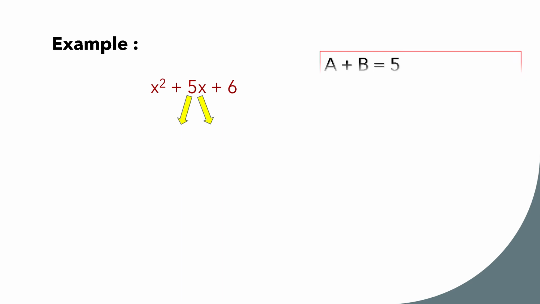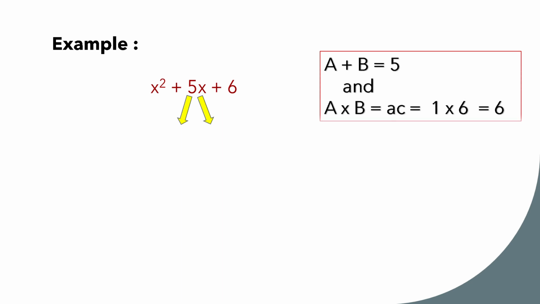Let us take one example: x square plus 5x plus 6. Here we have to split 5x in such a way that the two terms, when added, give 5x, and when multiplied, give the product of the coefficient of the first term and the last term, that is 1 into 6. So we have to factorize 6. 6 can be 1 into 6 or 2 into 3. When we add 2 and 3 we get 5. So we can split 2x plus 3x. Now the total expression is x square plus 2x plus 3x plus 6.